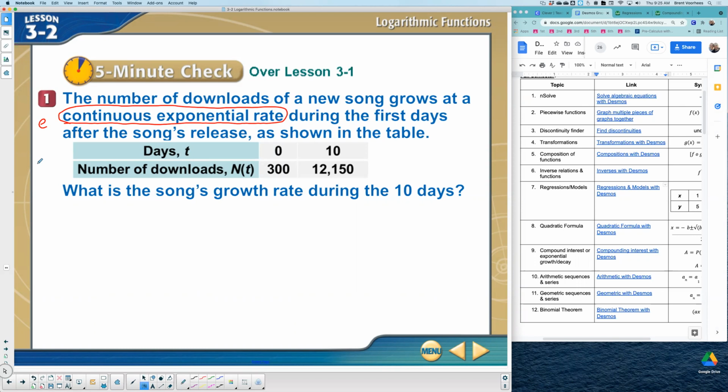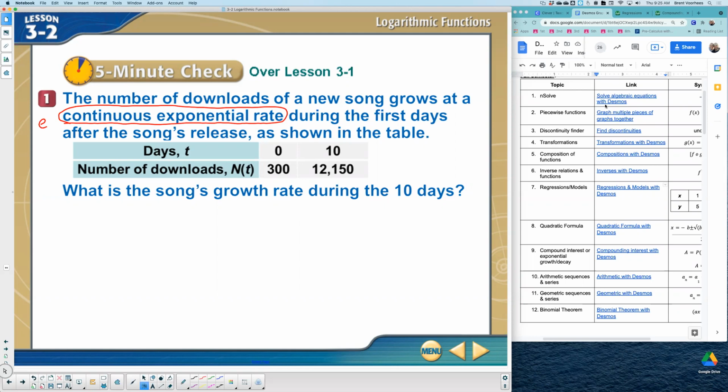All right, you have a table and it says, what's the song's growth rate? Meaning, what's its interest, or the R? How do you think we could just solve for that? What do we learn in lesson 3.1 that would help us come up with the rate? How about a model? Let's go use the model to figure out an equation.